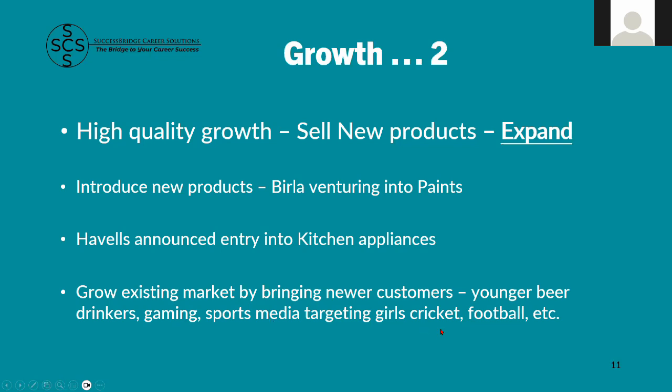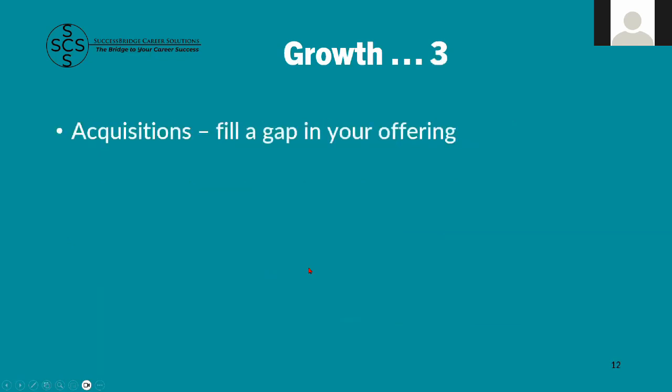Also, sports media are targeting girls, football and cricket and all of these sports. They are finding increased acceptance among girls and women. So that's another strategy of growth. Then acquisitions. You fill a gap in your product offering, or one of the reasonings can be that the target would help the acquirer to achieve a higher degree of growth.